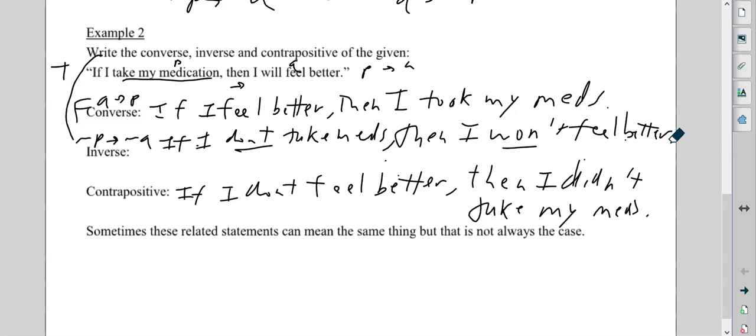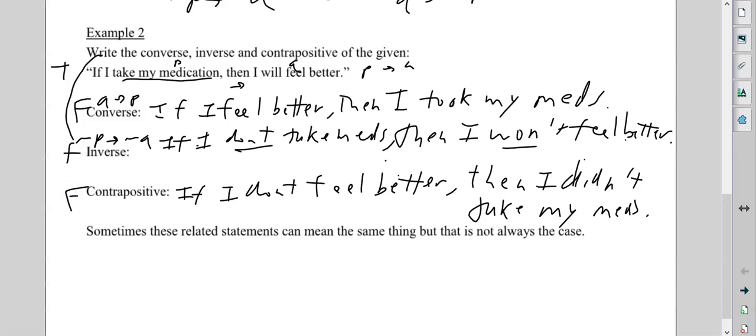So let's say I don't take the meds that day. I forget them. I won't feel better? Not necessarily. That's not a guarantee. Again, kind of like the previous one, you could feel better and not have taken your meds. So they're not tied. It's not a guarantee. And we already said this was false.